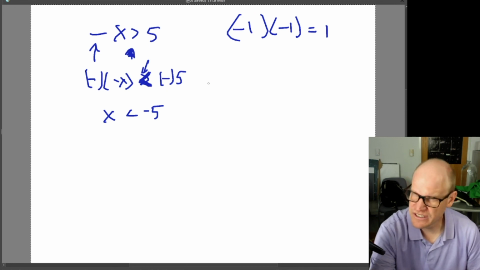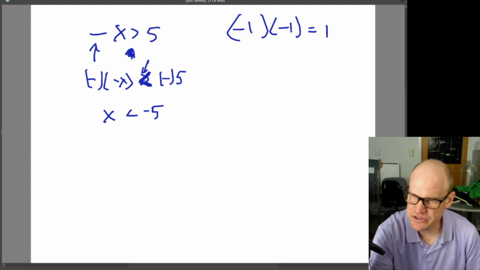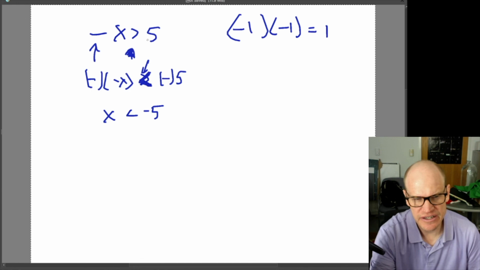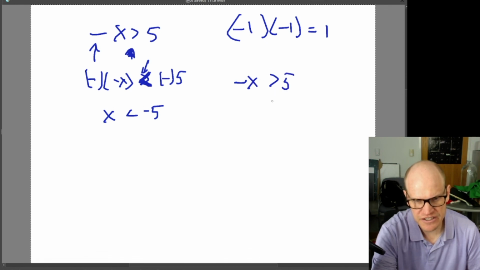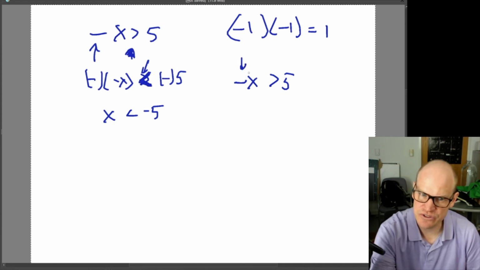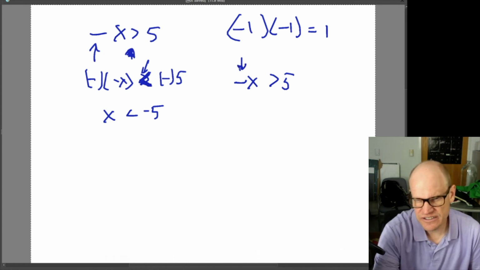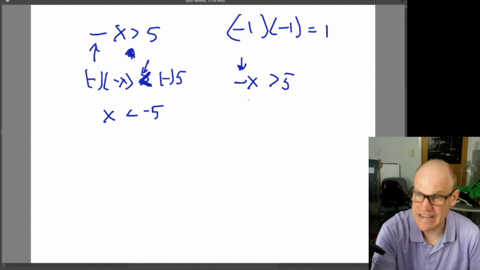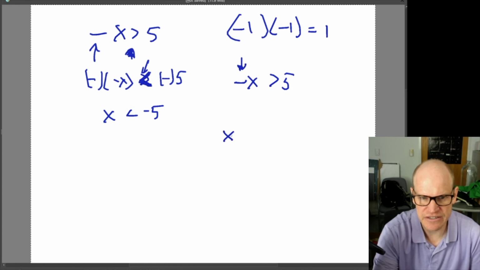What if you didn't worry about this multiplication and you did only addition and multiplication with positive numbers? What does that do? In that case, we have negative x is greater than 5. You have to keep this sign the same. Now I need to get x isolated on its own, and right now I've got the additive inverse of x right here, which is not what I want. So how do I do that? I need to do the additive inverse of the additive inverse of x, which would look like this. I have to do this right here.